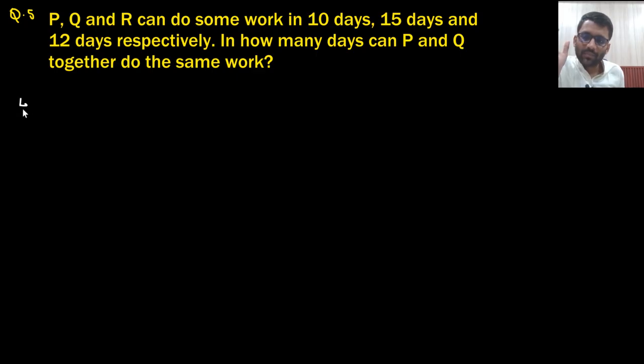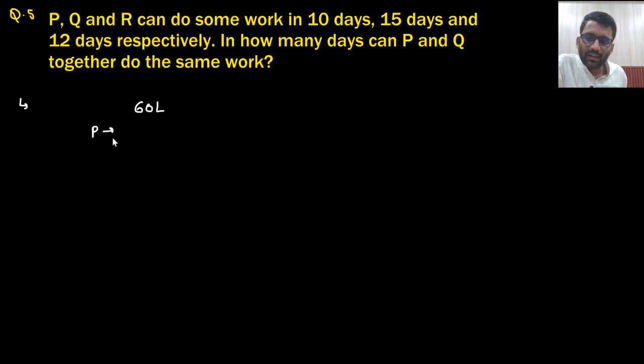Let's see this problem. P, Q, R can do some work in 10 days, 15 days and 12 days respectively. In how many days can P and Q together do the work? P, Q, R do some work in 10, 15 and 12. These three numbers I can see. What will be the LCM? 60. So work is eating 60 laddu.